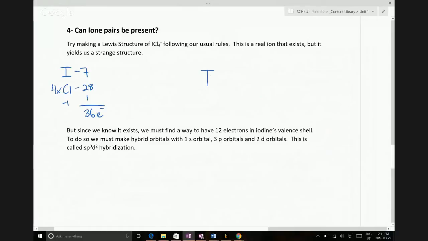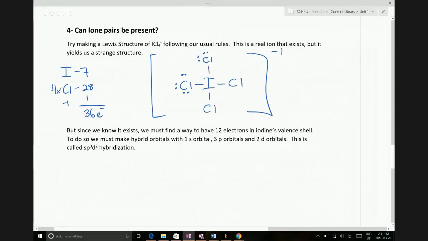All right, and this is a strange structure, but if we follow all of our regular rules, we put the least electronegative in the center, and that's iodine. I'm going to make it a little smaller so we fit. And then around it, we put the chlorines. We know that the whole thing is going to have a -1 charge. And so we make single bonds between them. And then we fill the surrounding valences just like that.